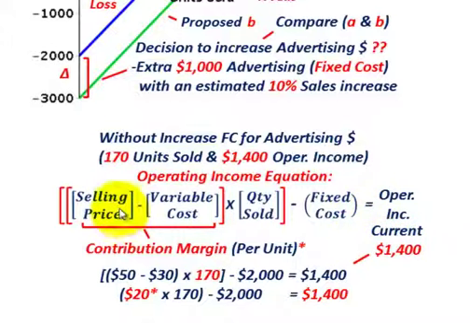Now remember, the selling price minus your variable cost is the contribution margin per unit. In this case we had a selling price of 50 and a variable cost of 30. That's a $20 contribution margin times the 170 units that we're currently selling. Then we subtract out the fixed cost that we currently have of $2,000. That equals $1,400 in operating income.